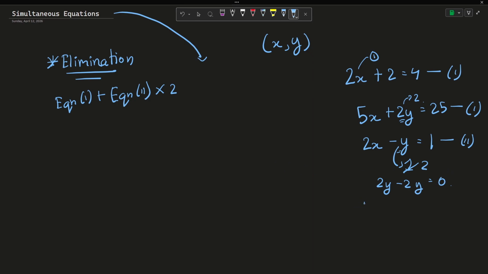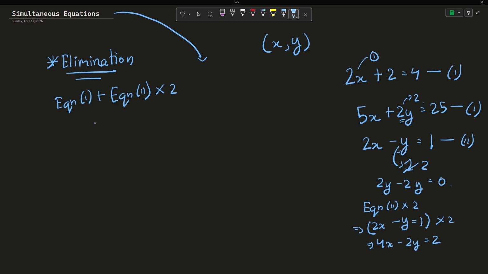So in this case, what we are doing is multiplying equation 2 by 2. Initially our equation 2 was 2x - y = 1. And now if I multiply our equation 2 by 2, we get 2 times 2x is 4x, 2 times minus y is minus 2y, and 2 times 1 is 2. So this is our equation when we multiply it by 2.